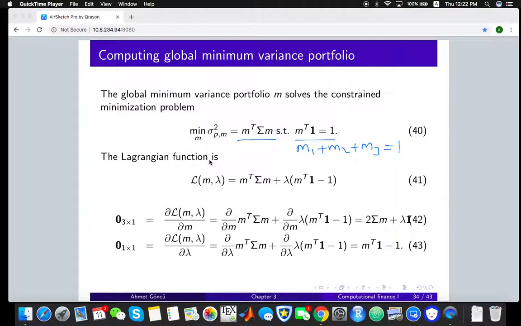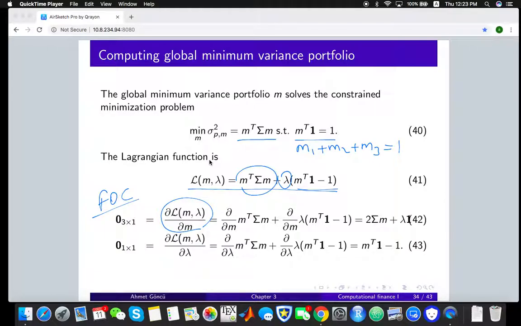But you can have more than three assets, of course. The same thing applies if you have n assets. There is no difference. The Lagrangian function can be written in this way. You can see we have the objective function and the equality constraint multiplied by our Lagrange multiplier lambda. Then what you need to do is write down the first order conditions.